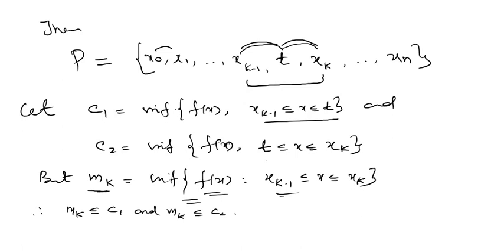Because mk is the infimum over the bigger set, and C1 and C2 are the infimums over the smaller sets. So mk must be less or equal to C1. If the supremum happens here, in that case for capital M, that will be greater or equal to C1, and capital M K also will be greater or equal to C2, because in that case you are taking the supremum, and supremum will increase if the set increases, but infimum always decreases if the set decreases.